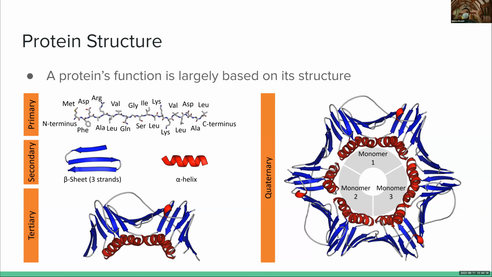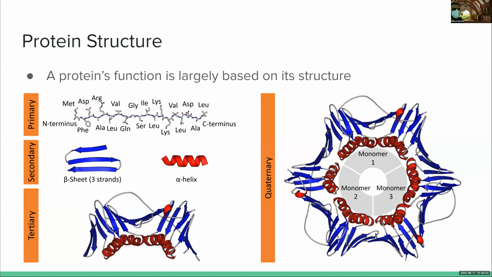So translation creates this linear amino acid string. It's just a linear molecule that has amino acid, amino acid, amino acid in a single chain. That's called the primary protein structure. Then those amino acids fold onto each other into two shapes. They're called alpha helices and beta sheets, and that's called the secondary structure. And then those pieces fold on each other to create these crazy protein structures.